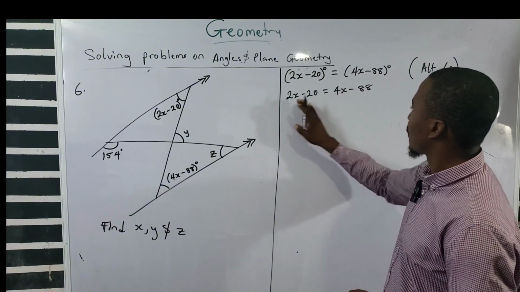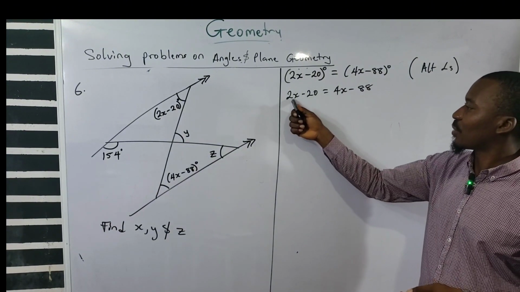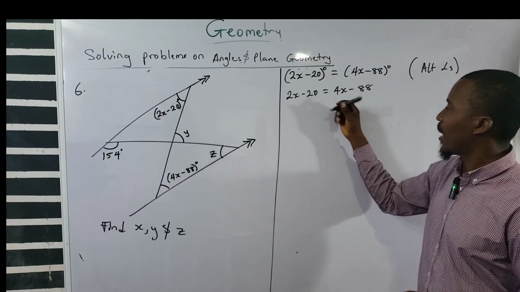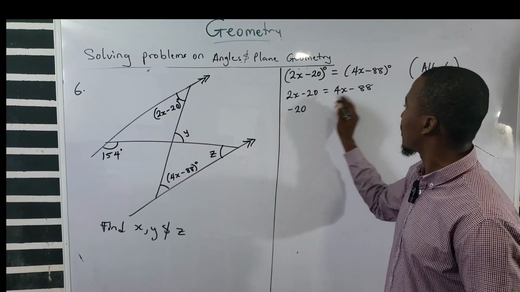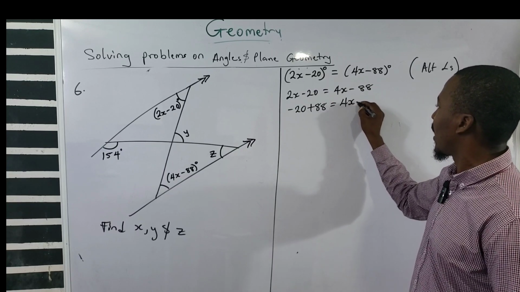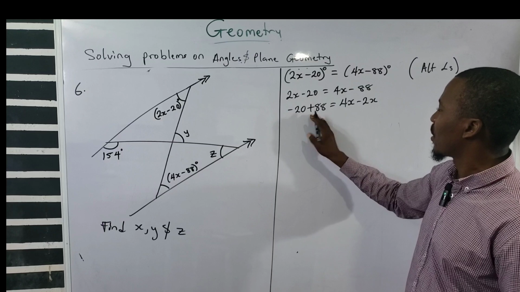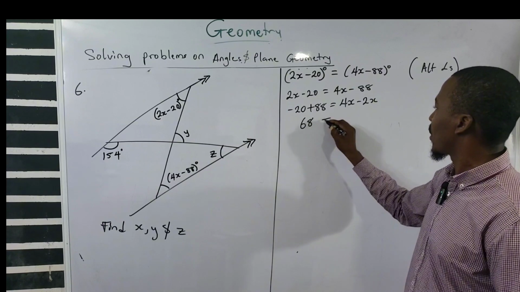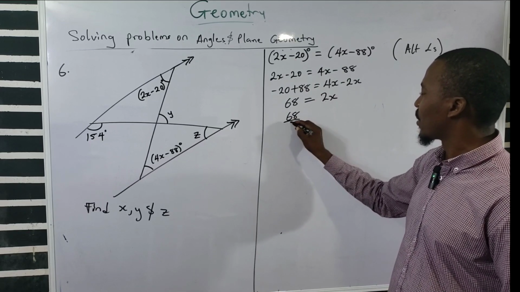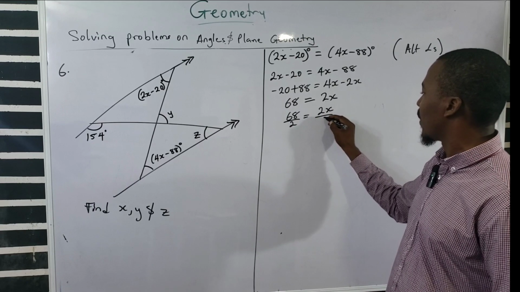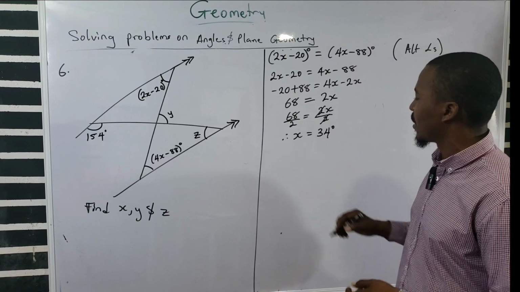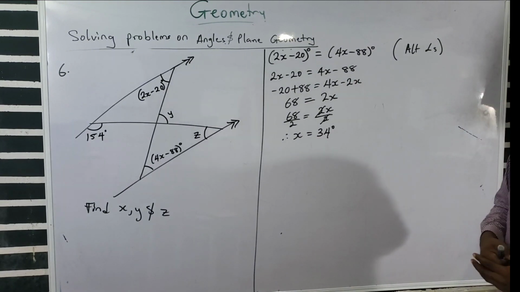So collect like terms. Let me take the smaller number to the bigger one. So I will bring these 2x to meet 4x. That will give us minus 20, and minus 88 crossing over becomes plus 88, equals 4x minus 2x. So this gives me 68 equals 2x. Divide both sides by 2: 68 over 2 equals 2x over 2. That makes our x to be 34 degrees. So we have gotten our x as 34 degrees.